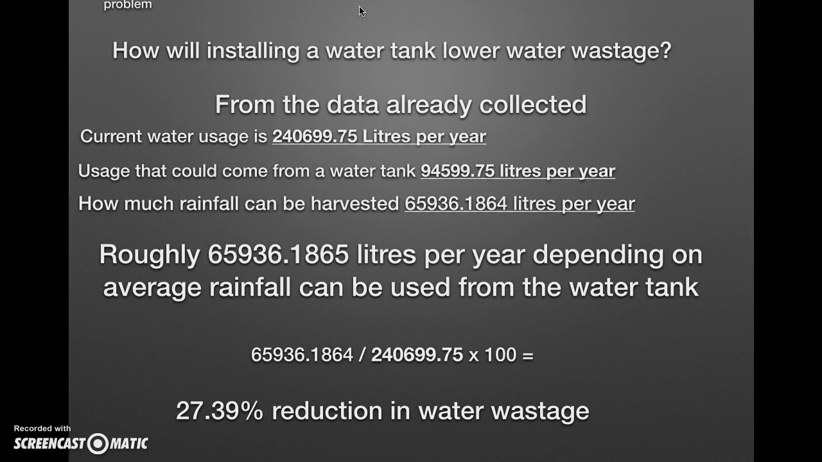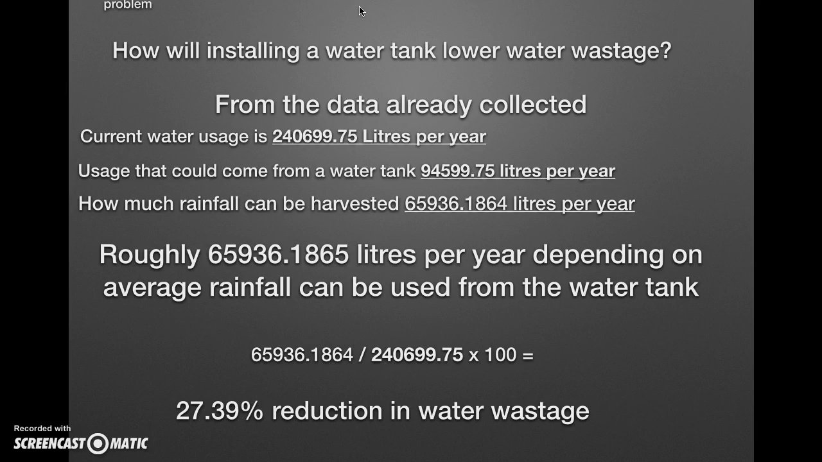How will installing a water tank lower water wastage? From the data already collected, current water usage is 240,699.75 litres per year. Usage that could come from a water tank is 94,599.75. The amount of rainfall that can be harvested is 65,936.1864 litres. Roughly 65,936.1864 litres per year, depending on average rainfall, can be used from the water tank.